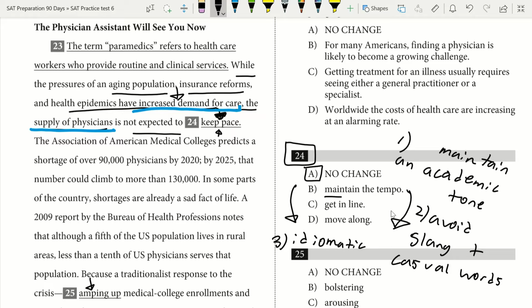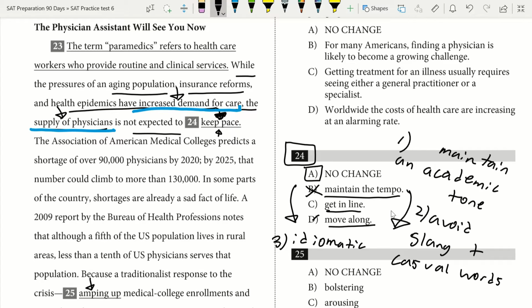I wouldn't say maintain the tempo because no tempo is described, right? And we were talking about two things, matching the increase of demand with the increase in the supply of physicians, which in this case is not present. Therefore, it's not expected to keep pace. We wouldn't say maintain the tempo. That's not idiomatic there. Now, as far as get in line and move along, those two are way, way, way too casual. Okay, we would not say move along in an academic essay. That does not maintain an academic tone.